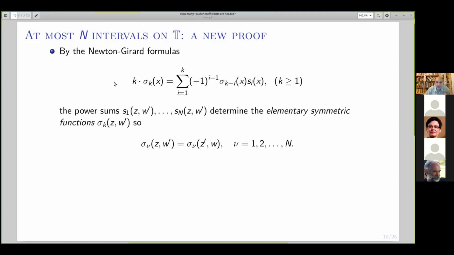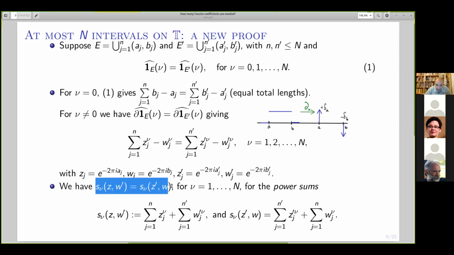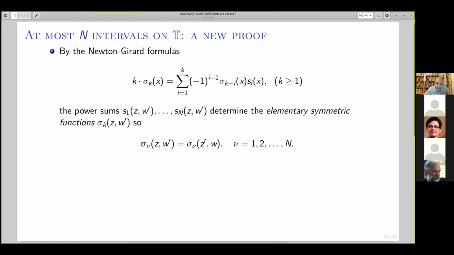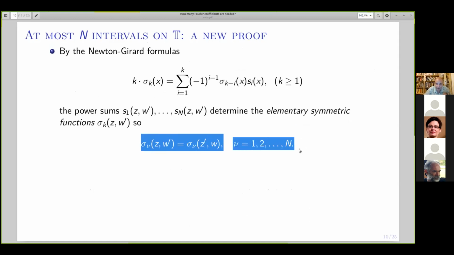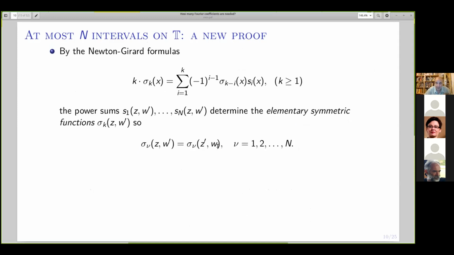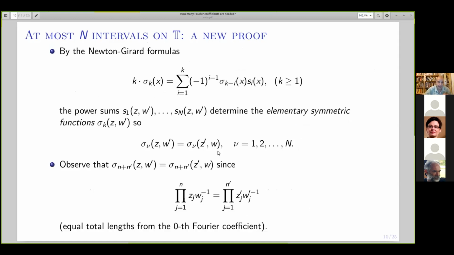So our equality of power sums that we had here, this equality of power sums for all these values of n translates to the same equality of the elementary symmetric functions for the same values of nu, I'm sorry. So all these elementary symmetric functions are the same. And what do we do next?